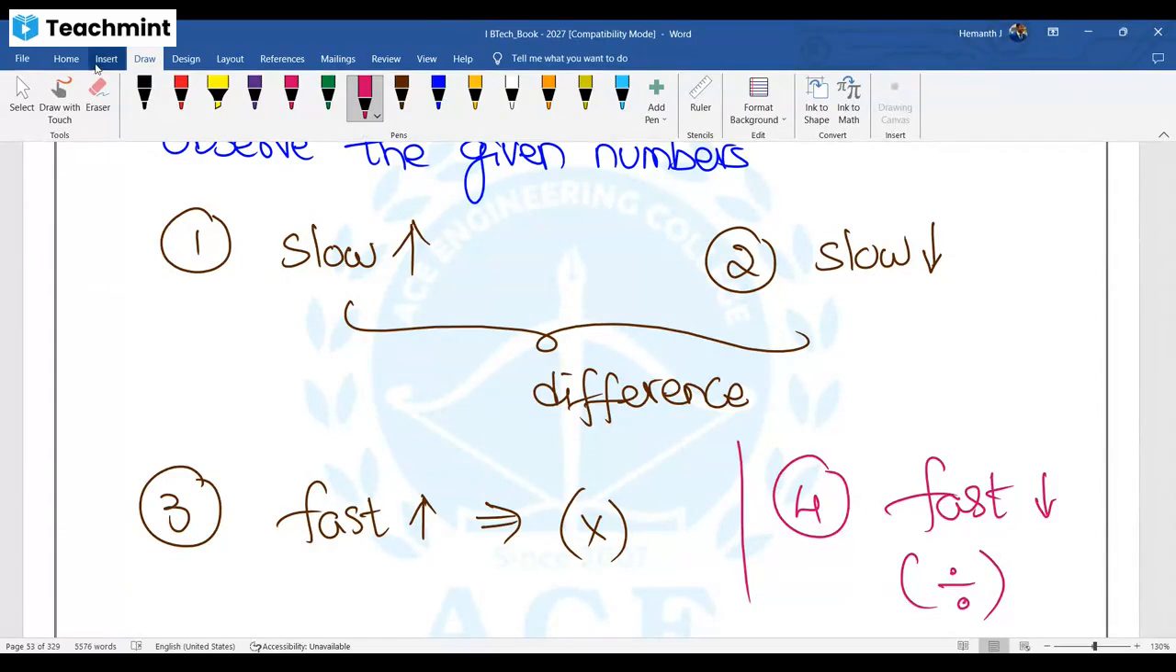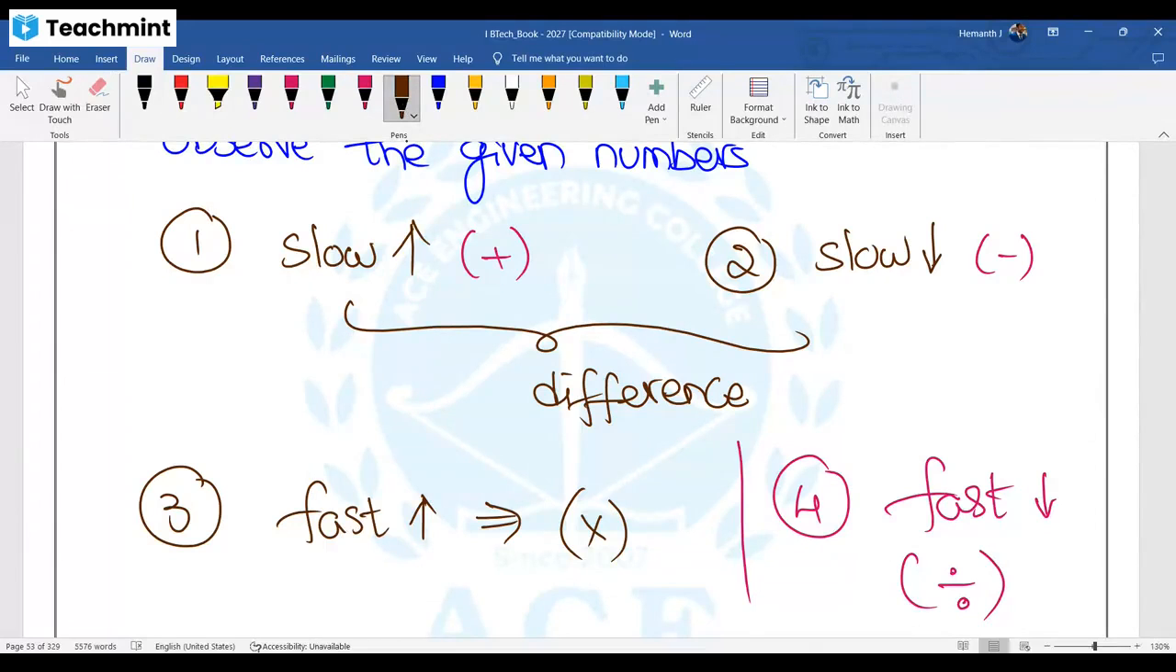Right. So slow increasing. Actually, in slow increasing, what is there? They'll add something. In slow decreasing, they'll subtract something. They're subtracting with some value. Slow decreasing is they're decreasing, subtracting with a certain value. Slow increase means they're adding some value. Those two can be done by taking differences, fine.